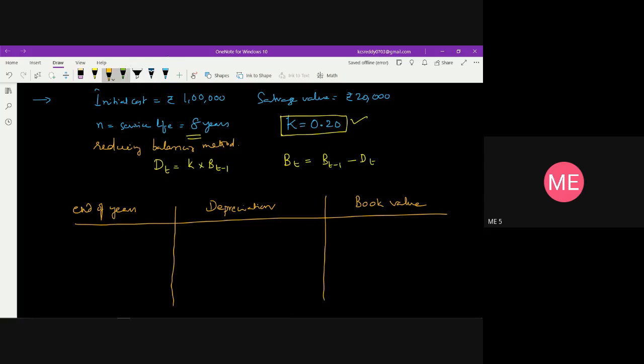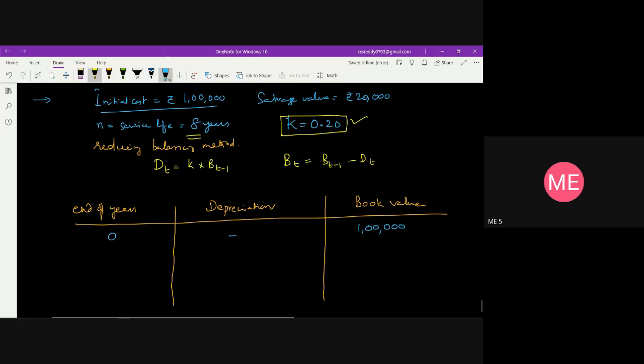So by using this, we need to calculate the depreciation amount. At the end of year zero, as we know, we will have the initial cost of the equipment. There will not be any depreciation for year 0, that is when you purchase the equipment. So the book value will be whatever value you have taken into consideration, and that will be taken as the book value for year 0.